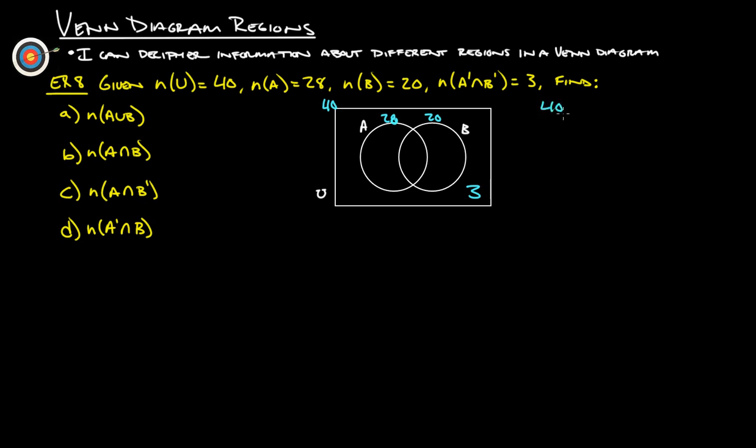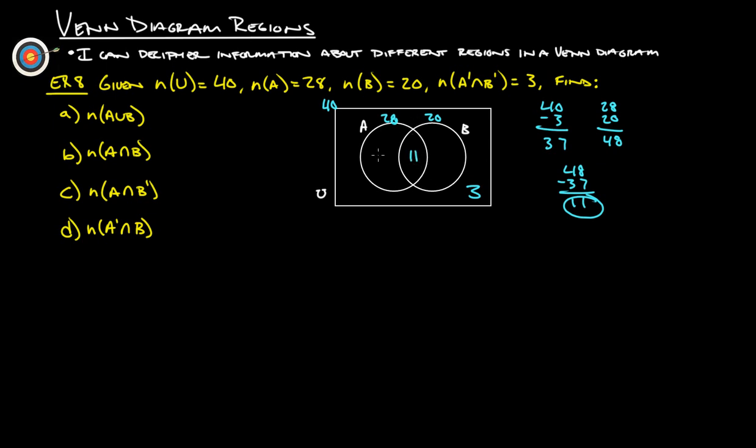So we know we started with 40. There's 3 that are on the outside. So we know that these 3 areas here have to add up to 37. Now, if we take all of A, 28, and all of B, 20, that tells us that those are 48 total elements. But we know there's only 37 spots, basically, right? So what we've got to do is figure out what the difference is. If we take 48 minus 37, that gives us 11. That means there are 11 elements that are in both of these. So we're going to put an 11 in here.